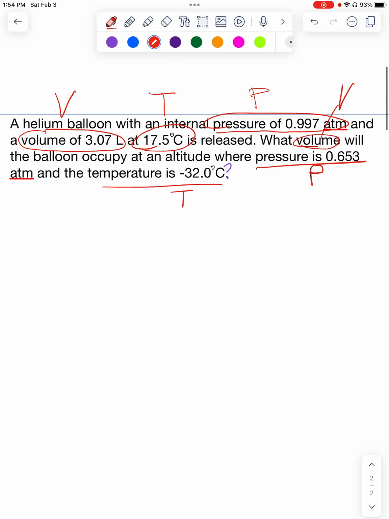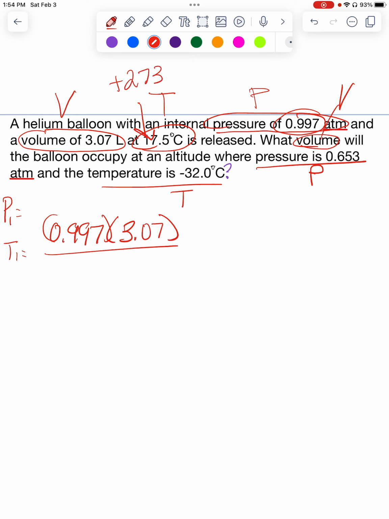And by the way, I know in middle school they teach you to write all these things out off to the side, like P1 equals and T1 equals. I think that's a great idea. I don't have a lot of space, so I'm not going to do that. But the equation above is P1 times V1. So P1 is 0.997 and V1 is 3.07 and temperature 1 is 17.5. I can't use that till I add 273 and make it into Kelvin. When you add 273, you get 290.5. I already did the work ahead of time.